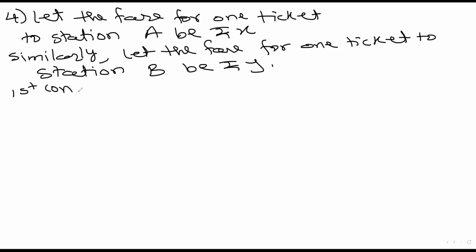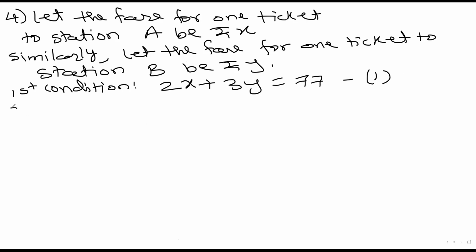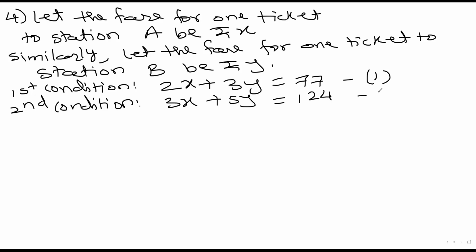Okay, so according to the first condition, what do we get? How many tickets for station A? 2. How many tickets for station B? 3. 2x plus 3y is equal to rupees 77. This is equation 1. Similarly, what is the second condition? 3 tickets and 5 tickets. So 3x plus 5y is equal to how much? 124. Second equation, correct?